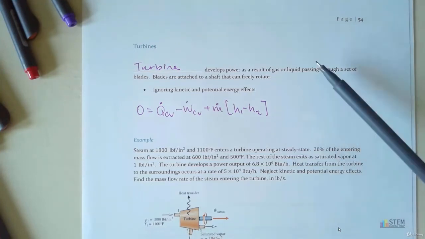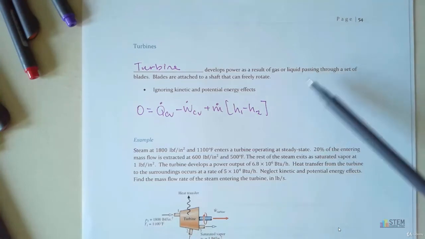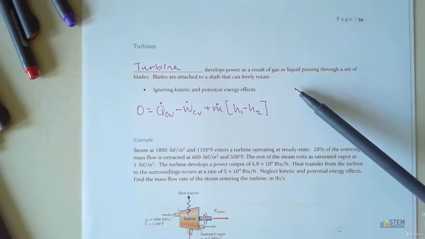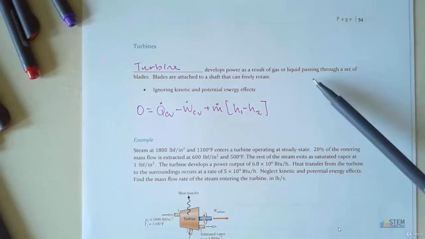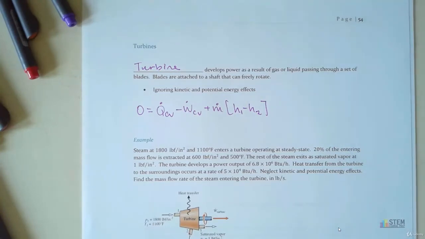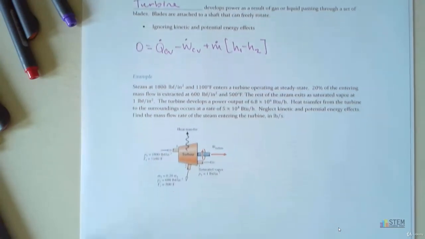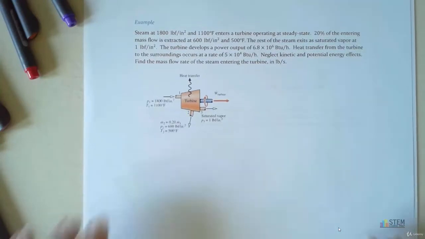If you want to know more about how a turbine works, you can Google that. There are lots of videos online explaining how it works. But that's basically what it is. The air will rotate those blades, and that rotation can then be used to generate power. Okay, so let's go into an example for this one.